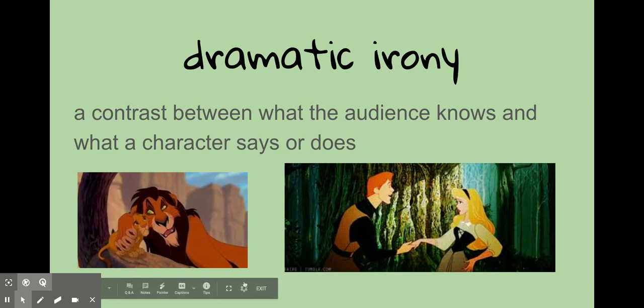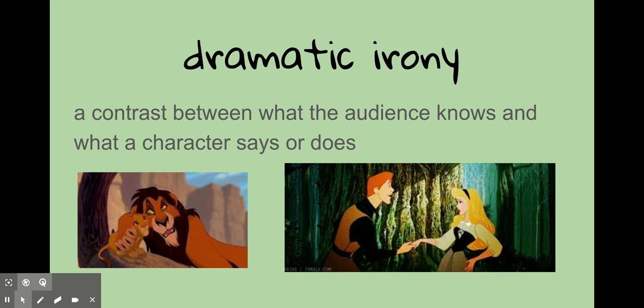Another example here is Sleeping Beauty, Aurora meeting Prince Philip. Neither of them know who each other are, but we know who they are. And their innocence, when it comes to that, causes some problems as the story goes on.